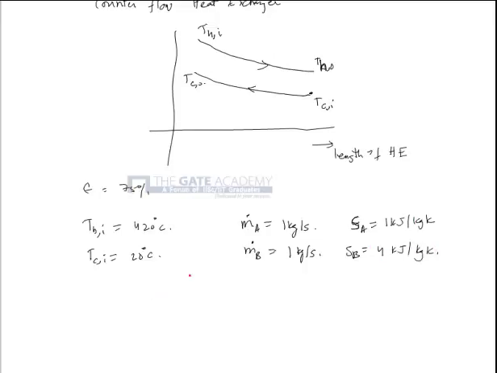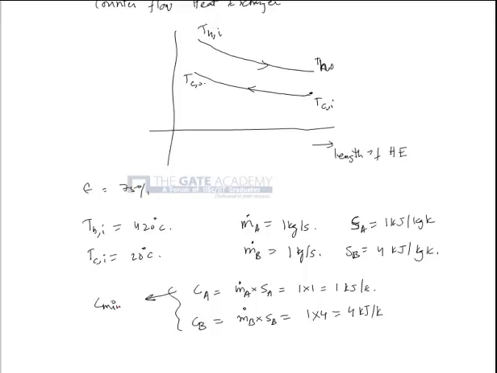Let's first find out the heat capacity for fluid A. The heat capacity is the mass flow rate times the specific heat for each fluid. So 1 into 1 is 1 kilojoule per Kelvin. Similarly, for fluid B it is the mass flow rate of B into the specific heat of B, which is 1 into 4, so 4 kilojoules per Kelvin. Out of these two, this one seems to be the minimum. So the minimum, C min, is Ca, which is 1 kilojoule per Kelvin.